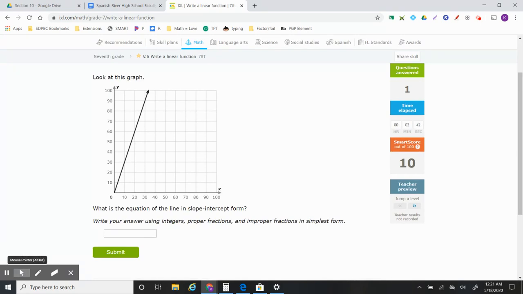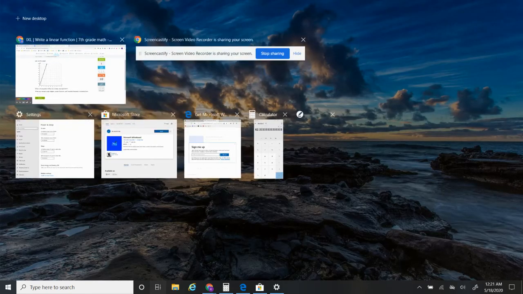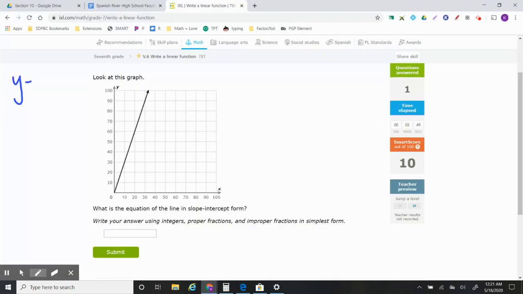Okay, the next one, we've got the same thing. y equals mx plus b. I've got to find m and b. So I like to start with my b. Over here, my y-intercept is starting at 0, so plus 0. And then I like to find my perfect corner. Right here, is there another perfect corner?